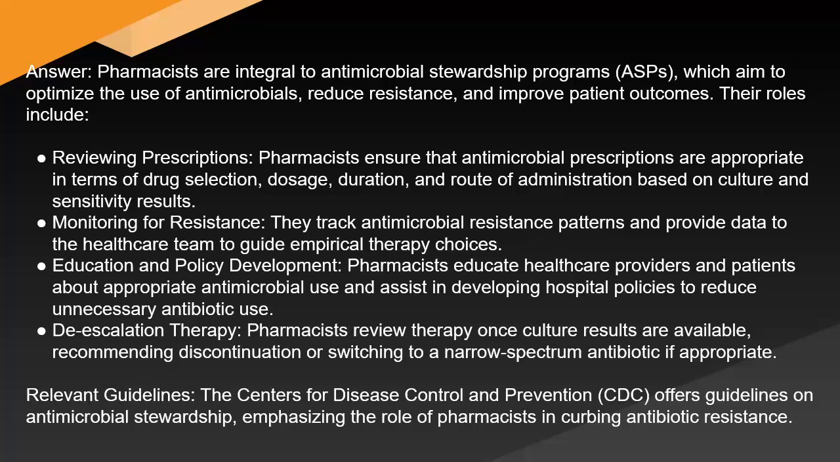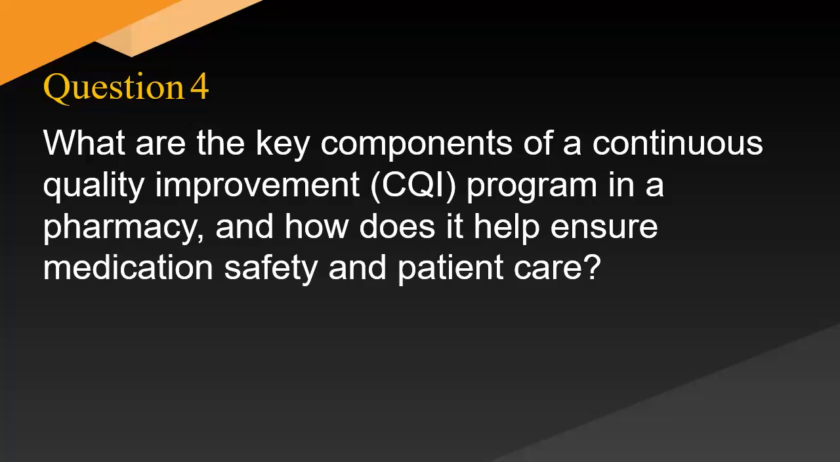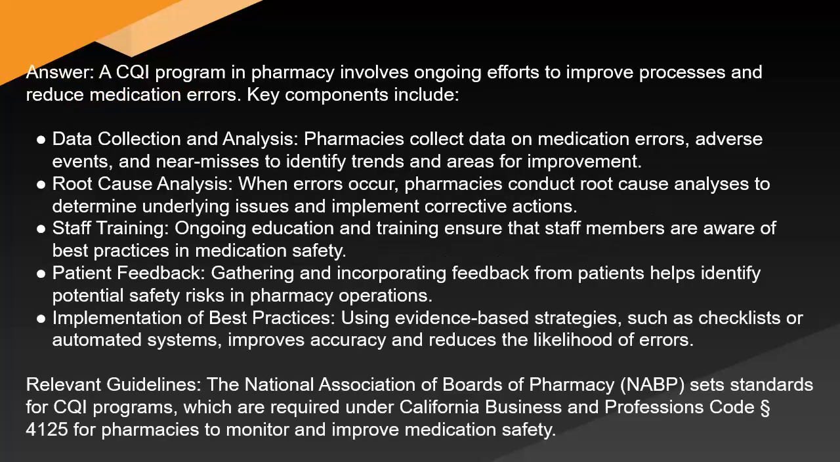What are the key components of a continuous quality improvement (CQI) program in a pharmacy, and how does it help ensure medication safety and patient care? Answer: A CQI program in pharmacy involves ongoing efforts to improve processes and reduce medication errors. Key components include data collection and analysis. Pharmacies collect data on medication errors, adverse events, and near misses to identify trends and areas for improvement. Root cause analysis. When errors occur, pharmacies conduct root cause analyses to determine underlying issues and implement corrective actions.